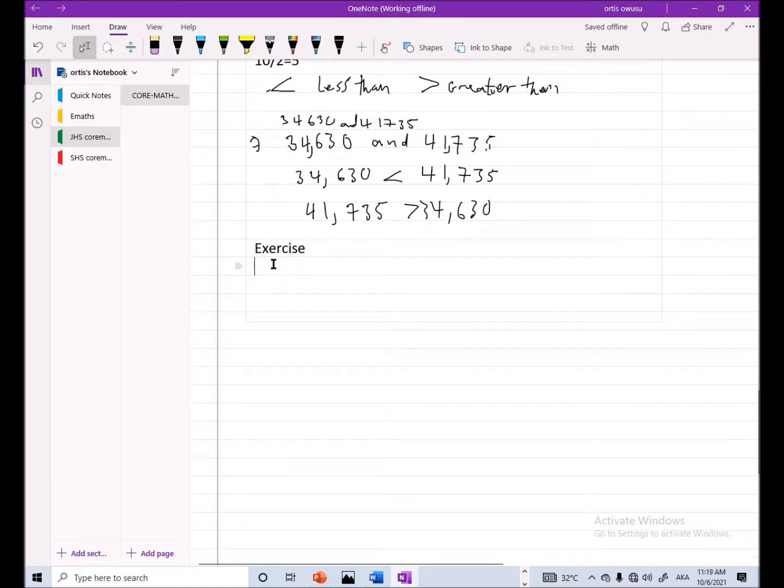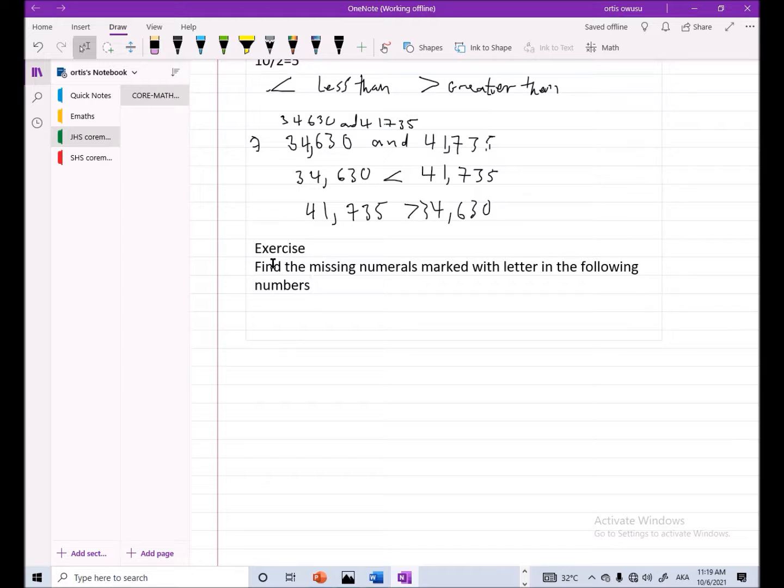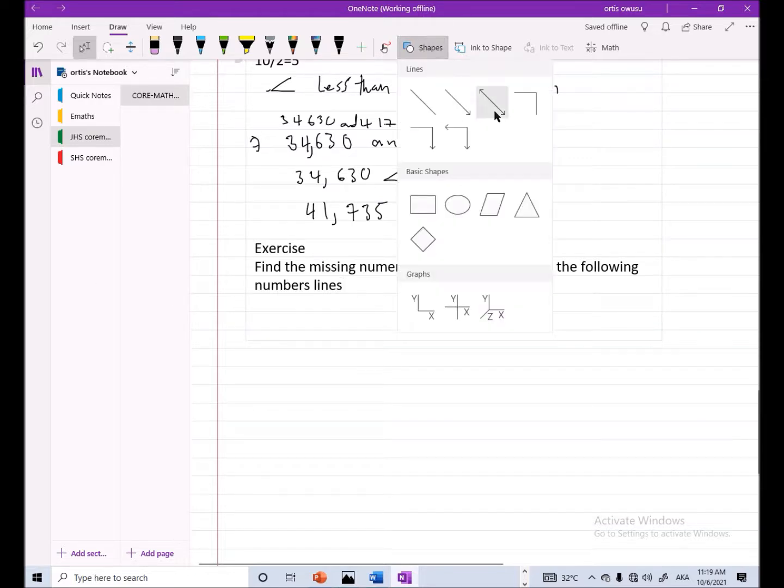All right, so it says to find the missing numerals marked with letters in the following number lines. So let's make 4 number lines. We have this one.